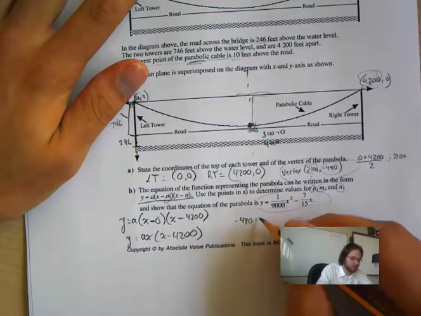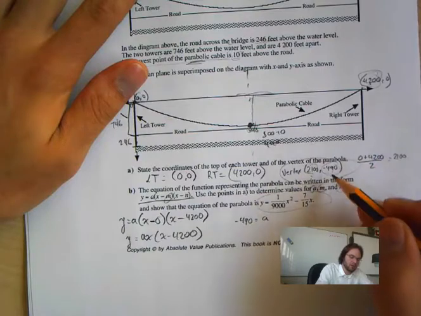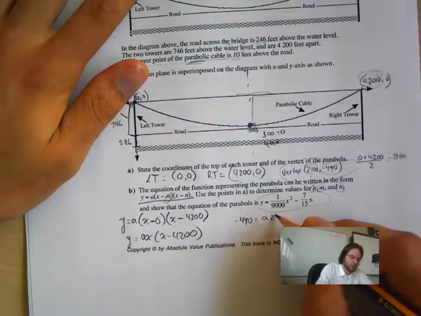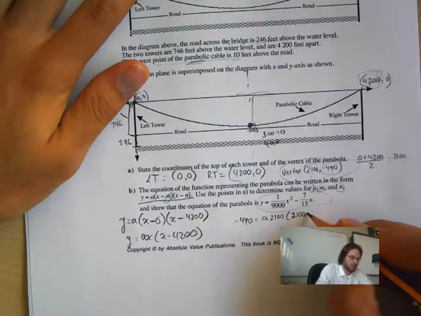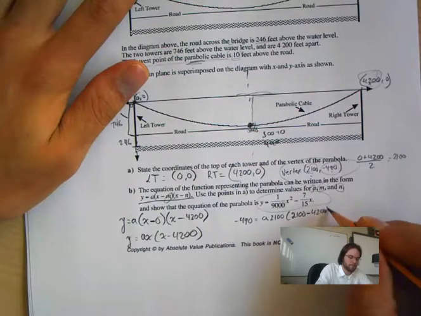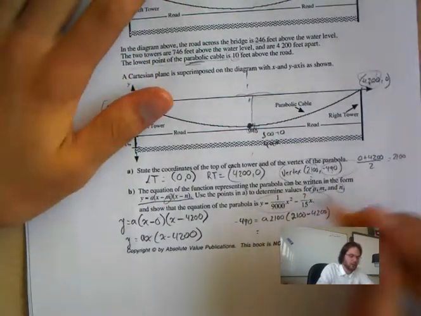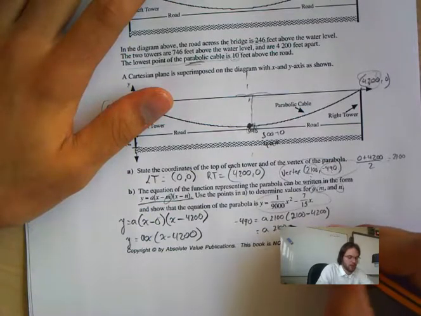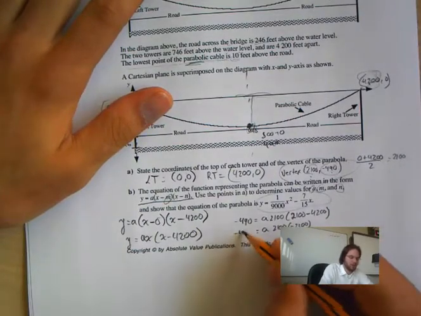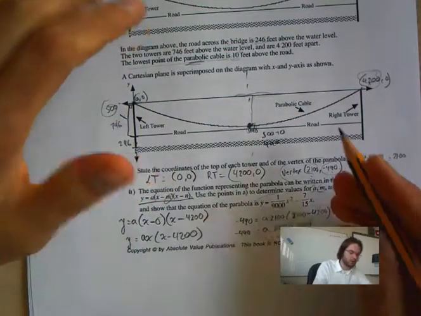is equal to a, and my x value is 2100, 2100, and I go 2100 minus 4200. Okay, so I do a quick calculation. First I'm going to subtract this. This is going to give me 2100 multiplied by negative 2100, and we have negative 490, and this is squared. So if I do that, that's 441000a.